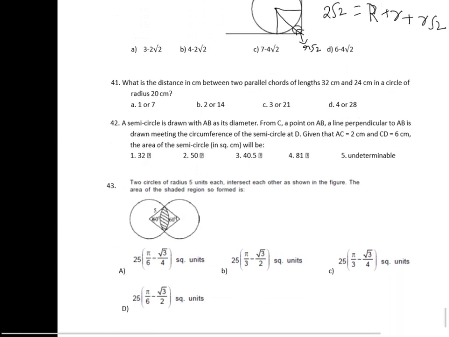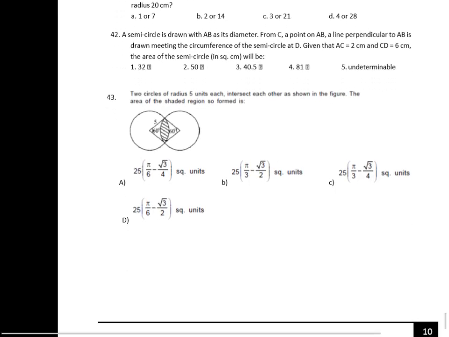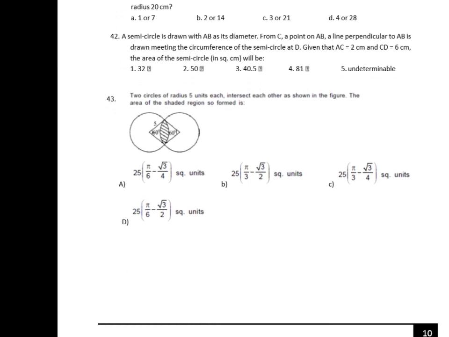Yes. Question number 42, question number 43. A semicircle is drawn with AB as its diameter. From point C on AB, a line perpendicular to AB is drawn meeting the circumference of the semicircle at D. Given that AC equals 2, CD equals 6, what is the area of the semicircle?